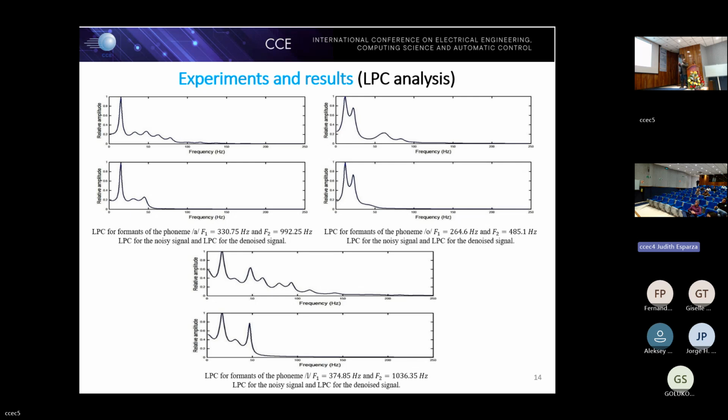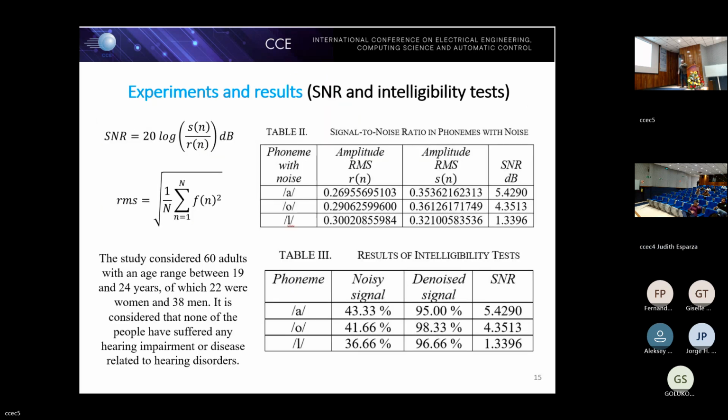Here, for example, you can see what happens with the semi-vowel. This part corresponds to the first formant, and this is the second formant. And the values of the frequency in this part and in this part are the same. It's the same value of the frequency. Next, please.